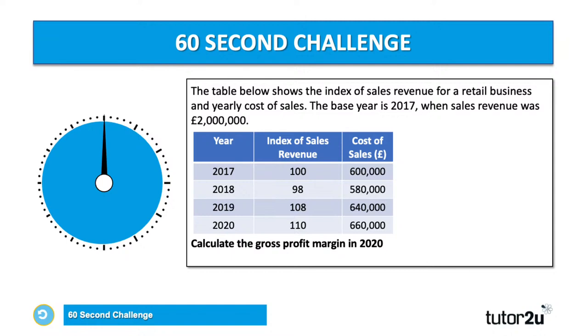Thanks, Peter. So we're going to do another 60-second challenge. This one's concerning index numbers, which is always a favourite. So the table below shows the index of sales revenue for a retail business and yearly cost of sales. The base year here is 2017, when sales revenue was £2 million. Your task is to calculate the gross profit margin in 2020. 60 seconds on this. Best of luck.